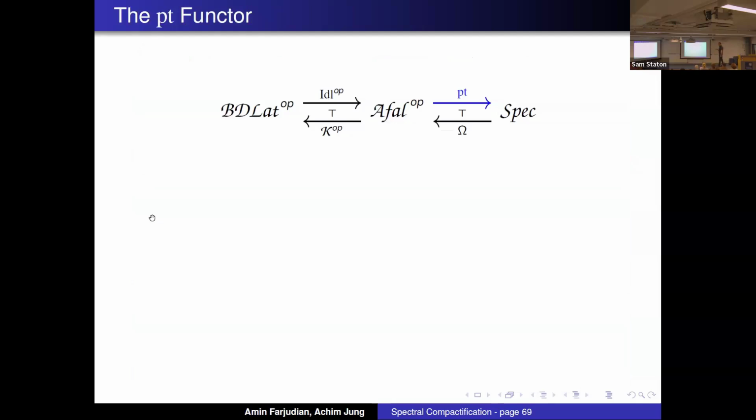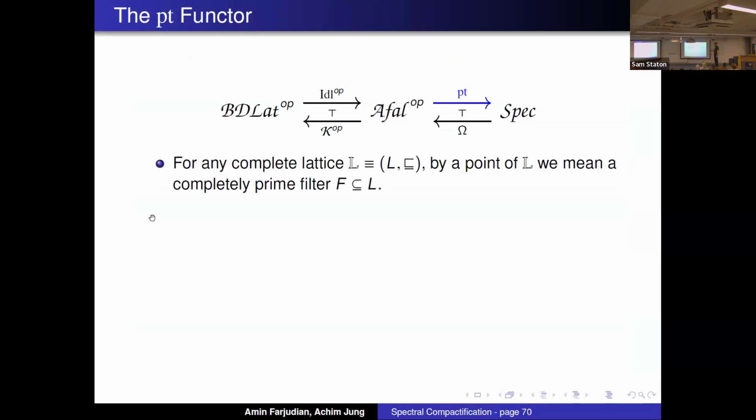This PT functor, a quick reminder. It is a functor that gives us a topological space out of a lattice, but you can think of the lattice of open sets of a topological space if you haven't seen this kind of thing before. For any complete lattice, by a point of the lattice we mean a completely prime filter. There's a nice picture of it in Abramsky and Jung.